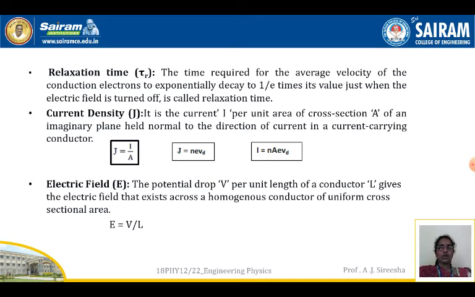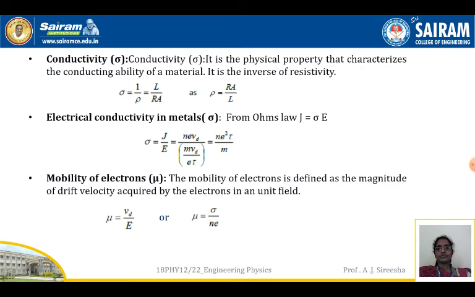The potential drop V per unit length L of a conductor gives the electric field that exists across a conductor of uniform cross section, that is, E is equal to V by L. Now we see some of the terms here.